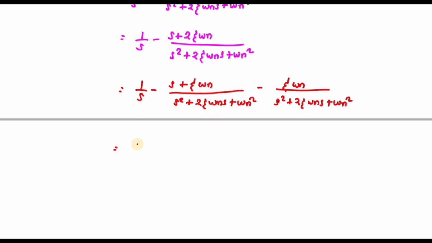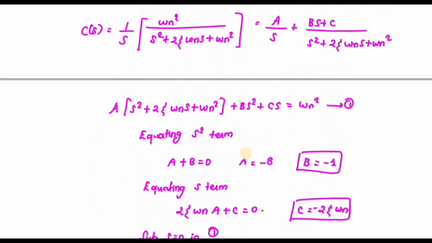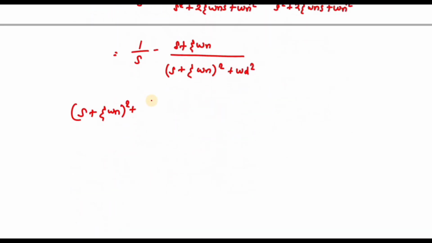Transform. Okay. So this denominator value, I can change it as (s plus omega n into damping factor) the whole square plus omega d the whole square. Why am I writing it like this? Because omega d is nothing but omega n into root of 1 minus damping factor square. So if I take the square term, it will be this. I substitute it here, and if I equate this term, I will get the above denominator value.